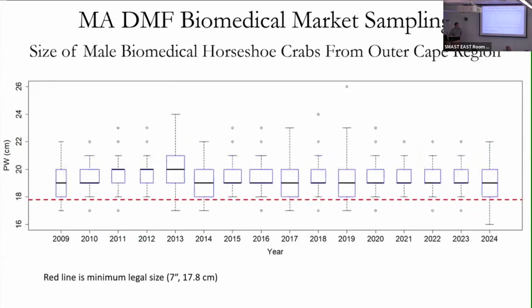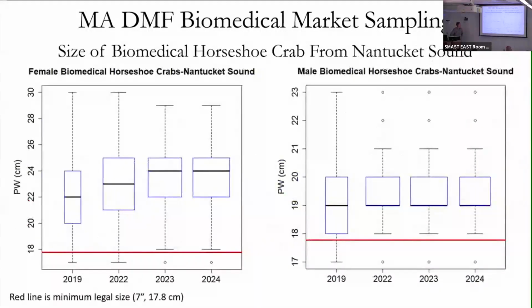This is looking at males, again from the Outer Cape, so Pleasant Bay, Nauset area. Really consistent over time. Let's look at Nantucket Sound, a bit newer fishery there. Pretty stable the last 2 years. A pretty short data set as far as number of years so far.